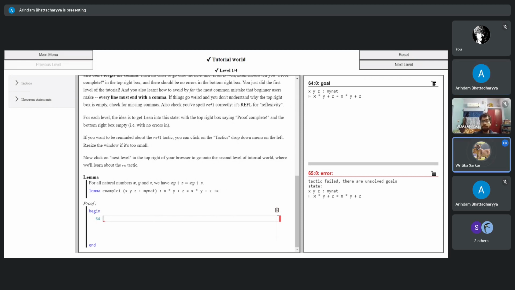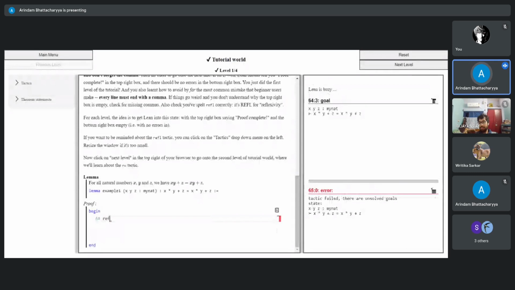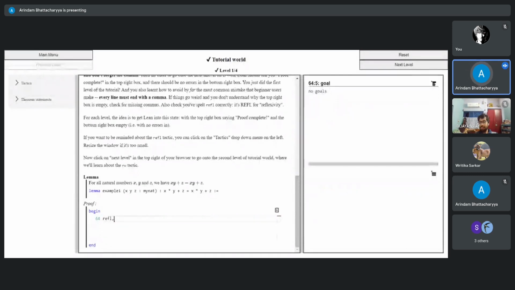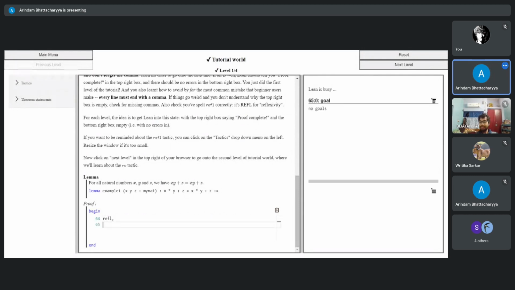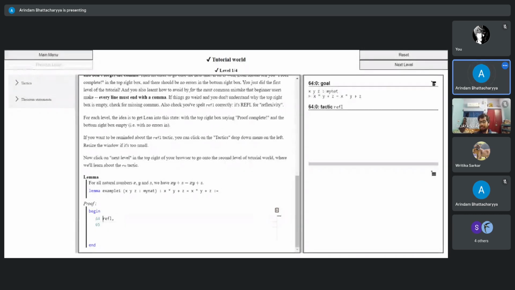Yep, okay, we want to prove the statement, right? Right, so the statement we want to prove is x star y plus z equal to x star y plus z, and those two are exactly the same thing. So the way to prove it in Lean is to write REFL, which is reflexivity. It will complete your proof if the thing you have to prove is of the form A equal to A. Right. See, there's a proof complete here.